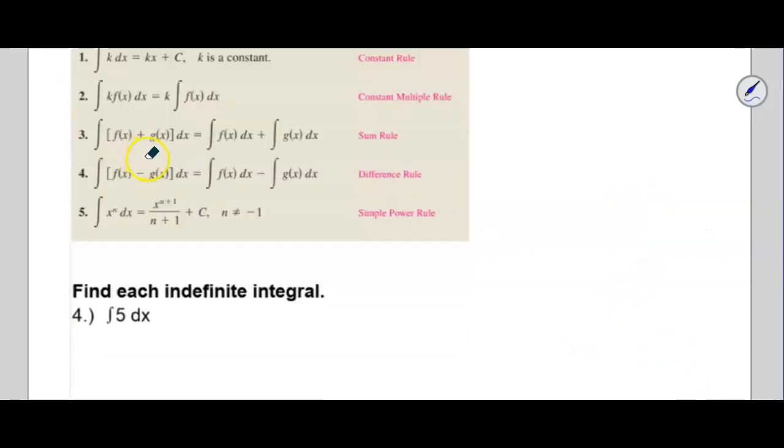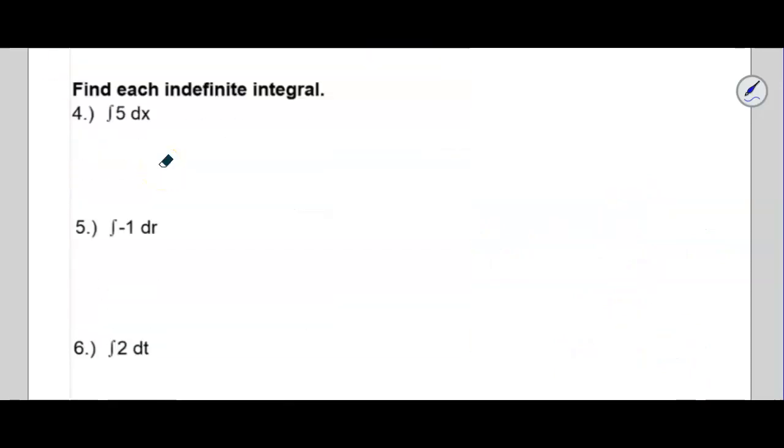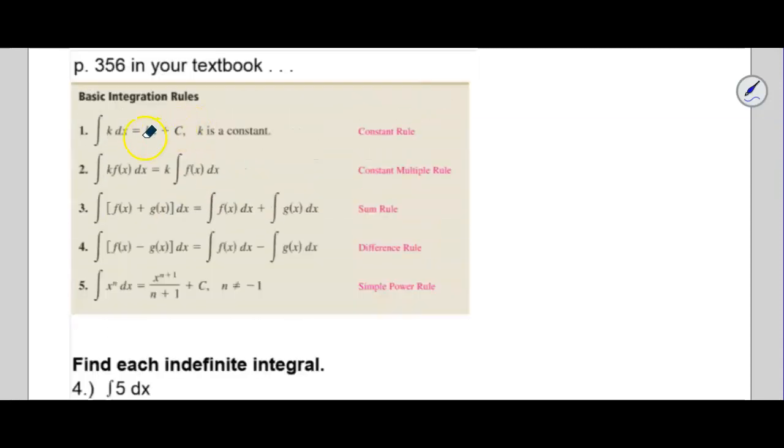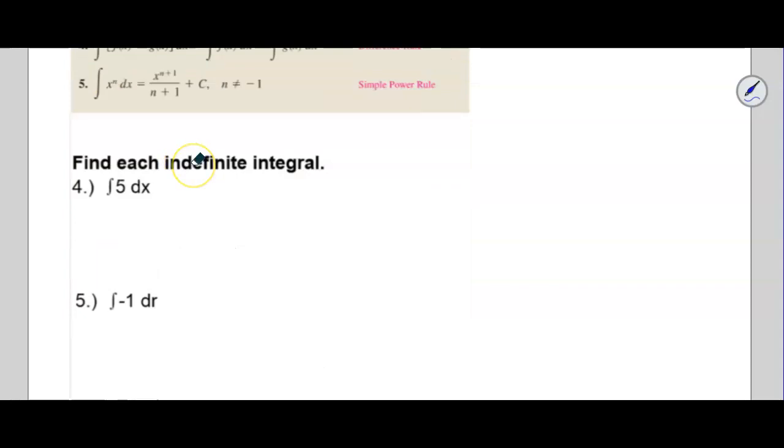So let's do a couple examples right here. Let's find each indefinite integral. Well, this applies to the constant rule. The constant rule, the integral of a constant k is just k times x plus c. So this is a constant. So the integral of 5 dx will just be 5x, the constant times x plus c.